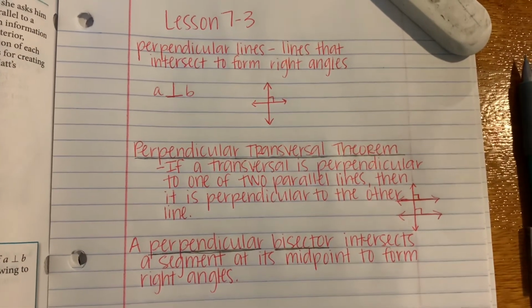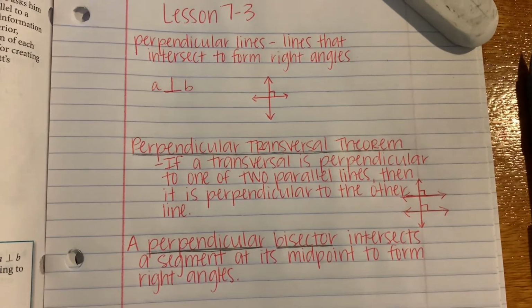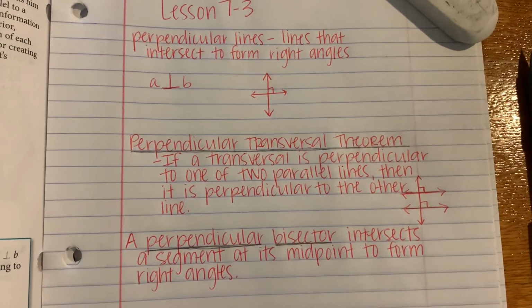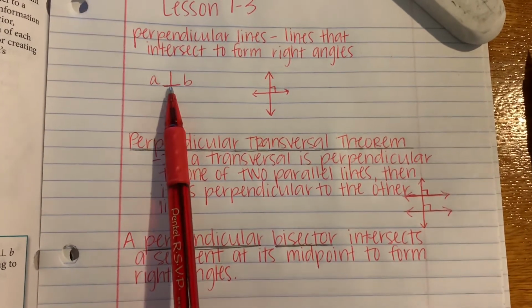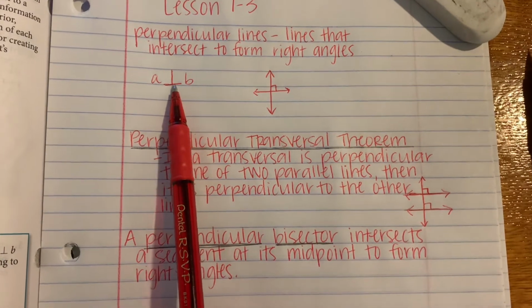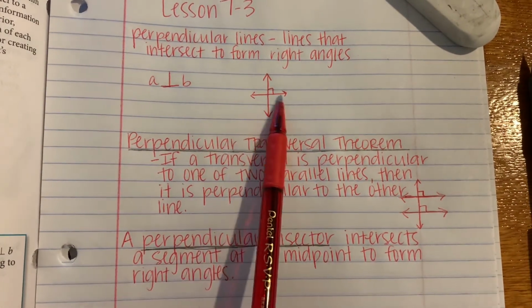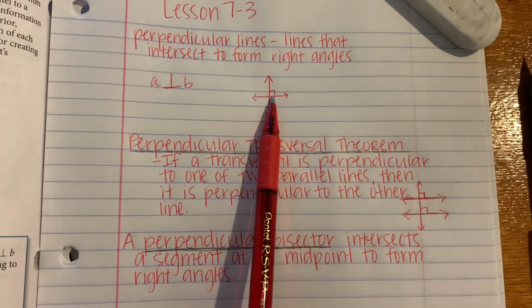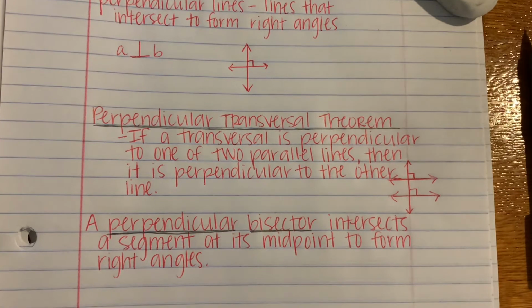Okay, the first thing is perpendicular lines. Make sure that you know perpendicular lines are lines that intersect to form right angles. Typically you'll see this symbol instead of them writing out A is perpendicular to B. This is what perpendicular lines look like. You have a right angle there. That tells you that those are perpendicular lines.